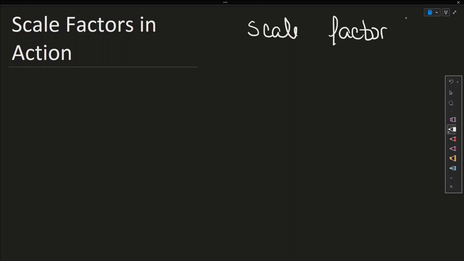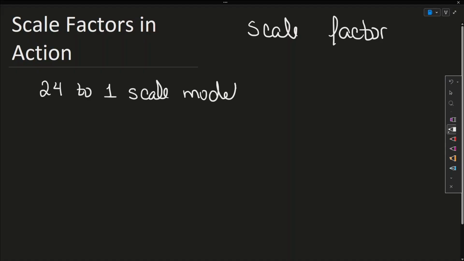Suppose we have a toy model car box that might say the toy is a 24:1 scale model of an actual car. That means the toy car and the actual car are similar. The scale factor from the toy car to the actual car is 24. Equivalently, the scale factor from the actual car to the toy car is 1/24. So the length, width, and height of the actual car are each 24 times the corresponding length, width, and height of the toy car. Now, let's reason through some examples.